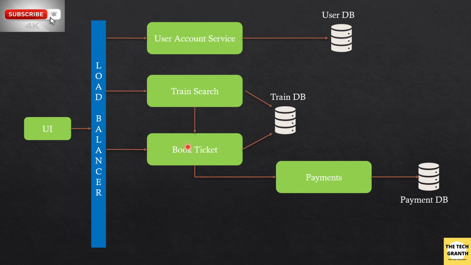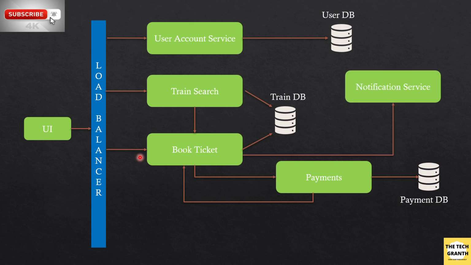So train search, then book ticket, then the payment is done, then it will go back to the book ticket and allocate the seat. Once seat allocation is done, it will call the notification service, and once the notification service is called, it will send SMS or email, and it will email the ticket to the user.